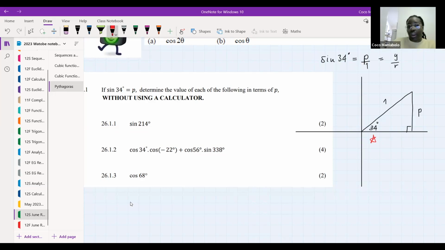Oh, one last thing. Sorry, I forgot, guys. Our question says that you must determine the value of each of the following in terms of P, which basically means my answer must have P in it. That sounded terrible, but you guys know what I mean.